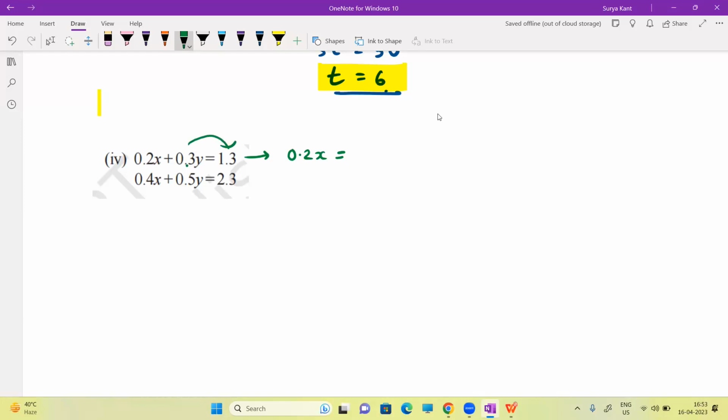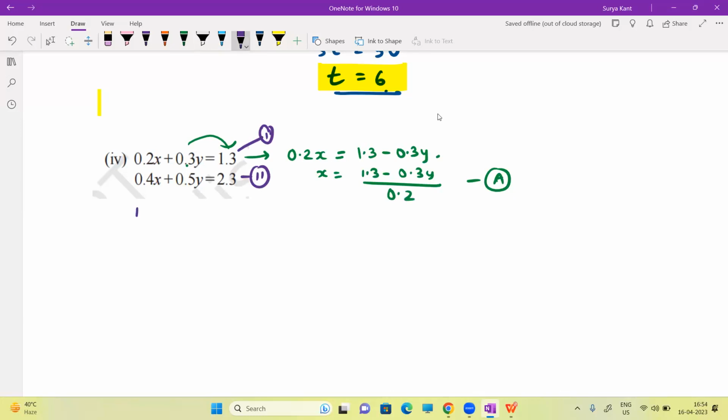So we can write here 1.3 minus 0.3y, okay? Again, x equals 1.3 minus 0.3y divided by 0.2. This is equation number A, all right? The same x value we are going to put in the second equation. This is the second equation, this is the first equation.